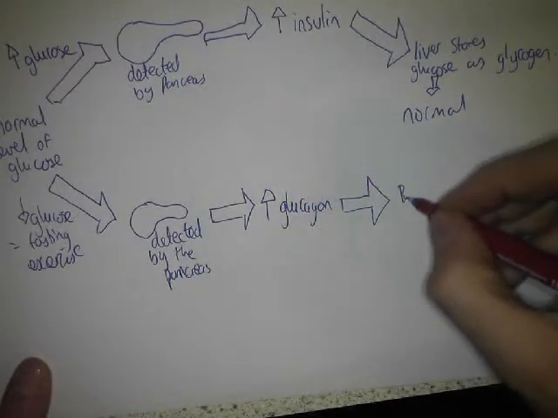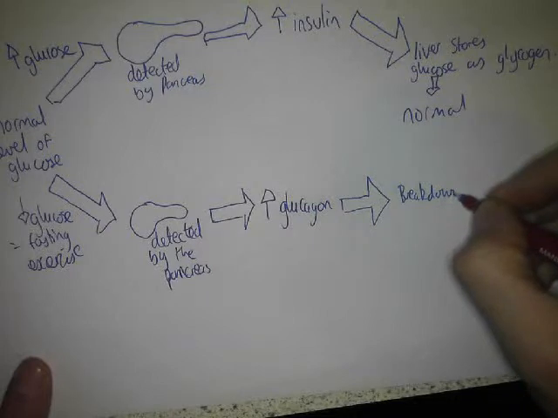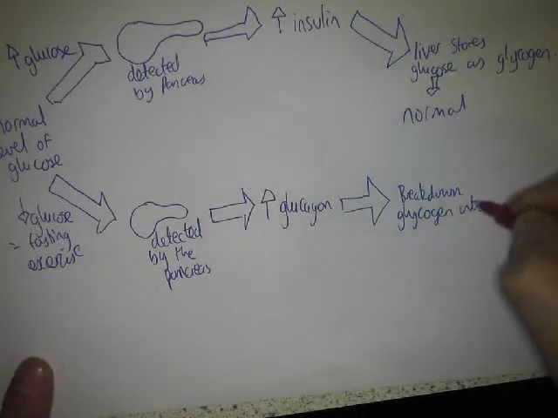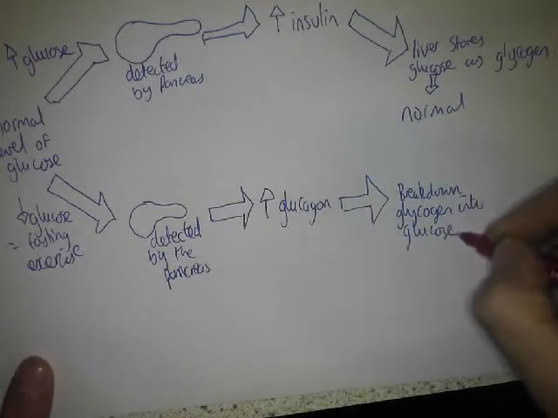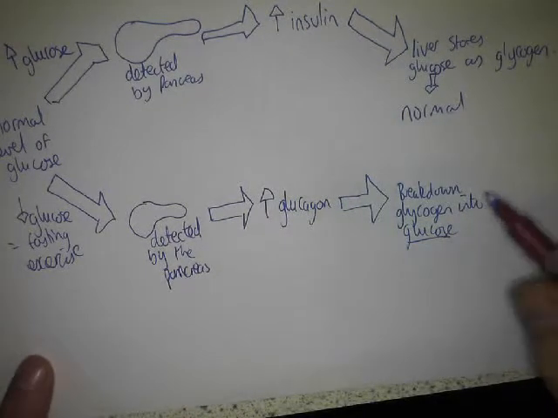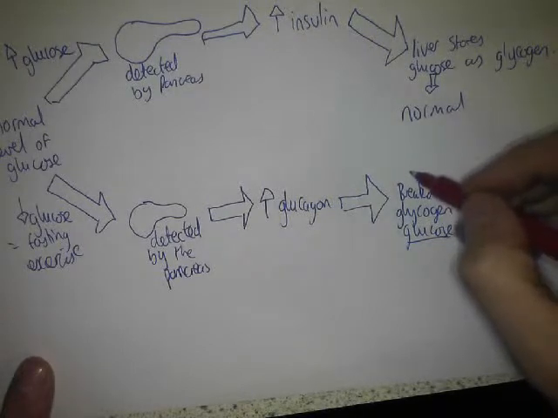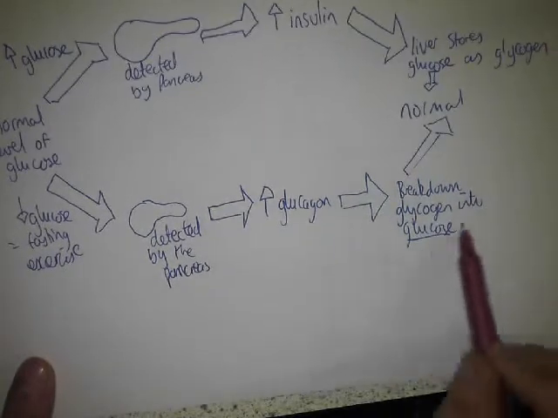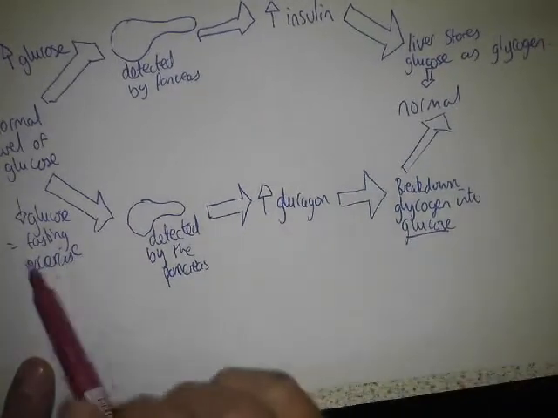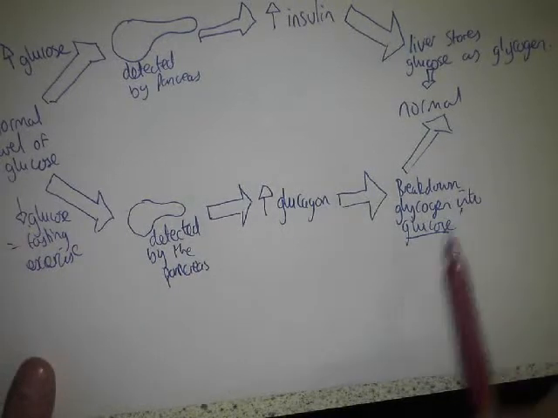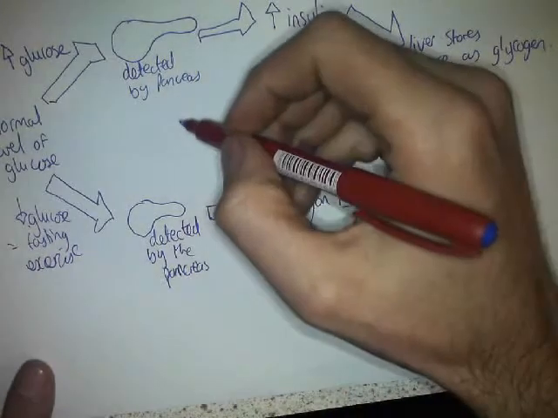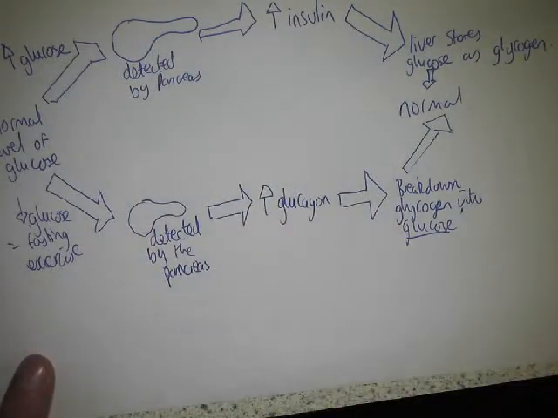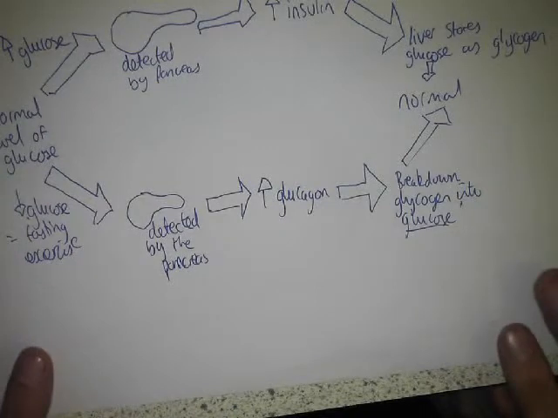So it will break down glycogen that's stored into glucose. And that glucose will go into the blood. And we are back to normal. So the glucose goes back into the blood, increasing the level because we're at a shortage here. Increase the level. We're back to normal. And this is an example of a negative feedback loop. So the pancreas will be constantly detecting the blood sugar glucose.